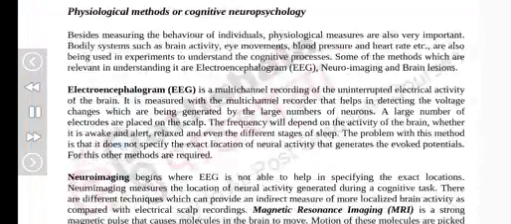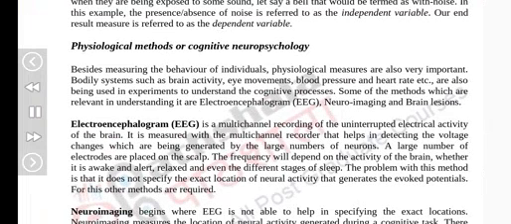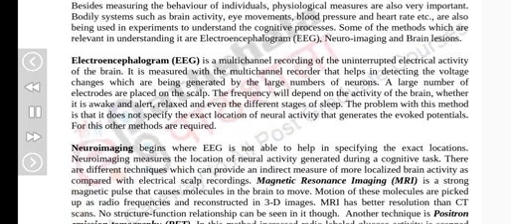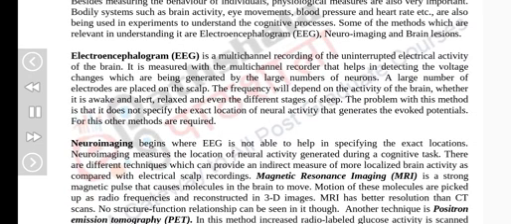Physiological methods, or cognitive neuropsychology. Besides measuring the behavior of individuals, physiological measures are also very important. Bodily systems such as brain activity, eye movements, blood pressure and heart rate, etc., are also used in experiments to understand the cognitive processes. Some of the methods relevant in understanding it are electroencephalogram, EEG, neuroimaging, and brain lesions.